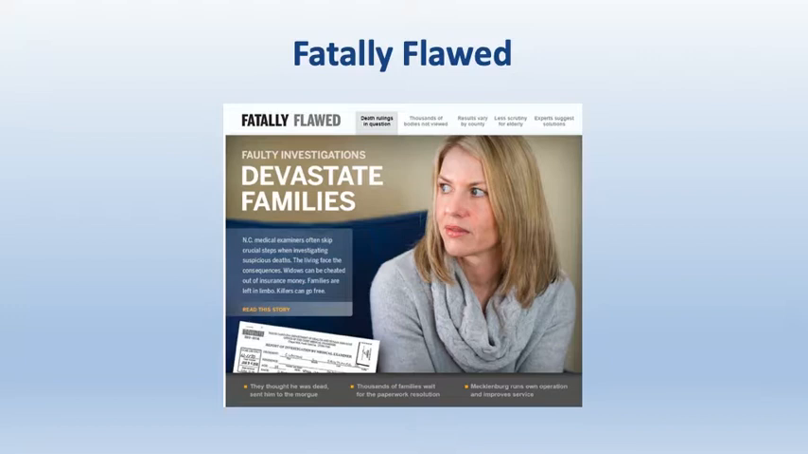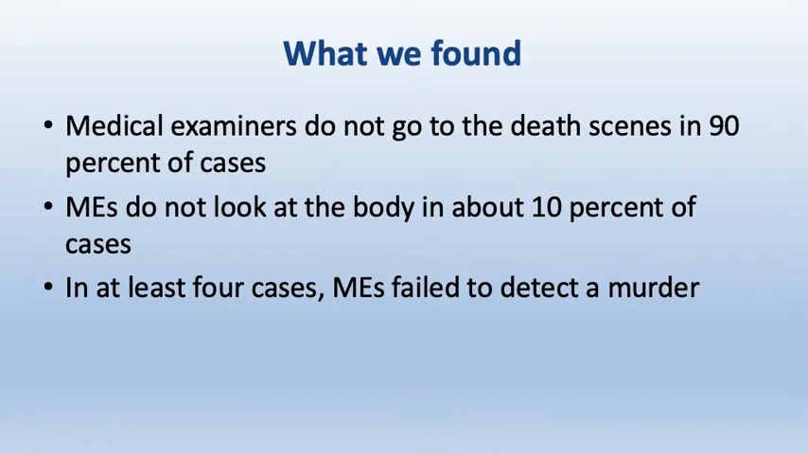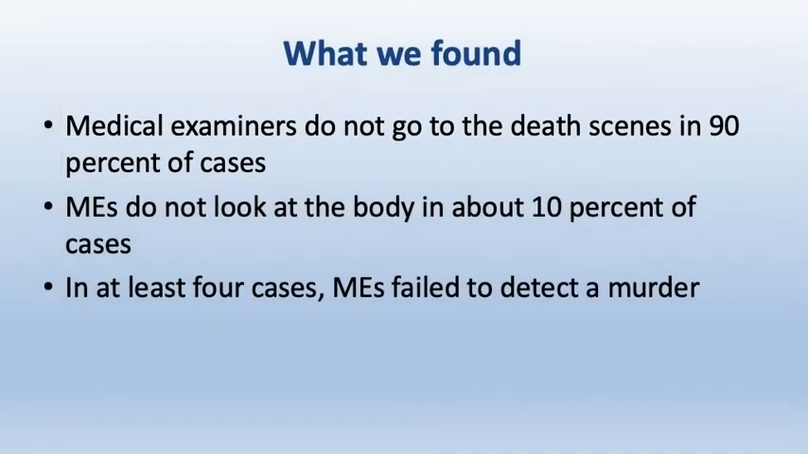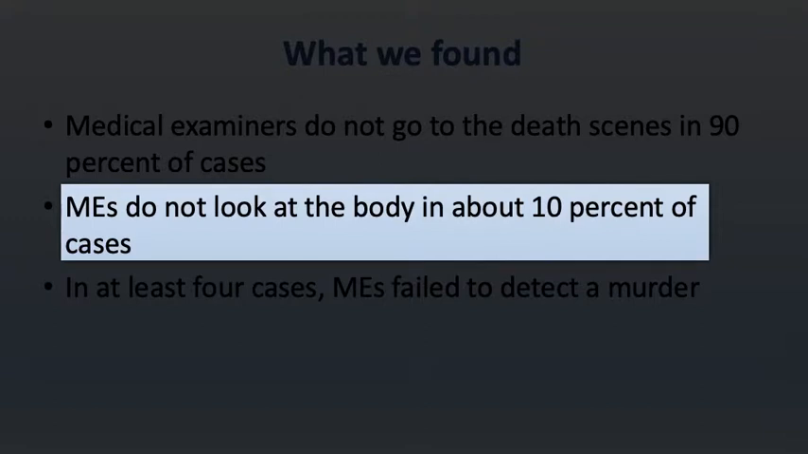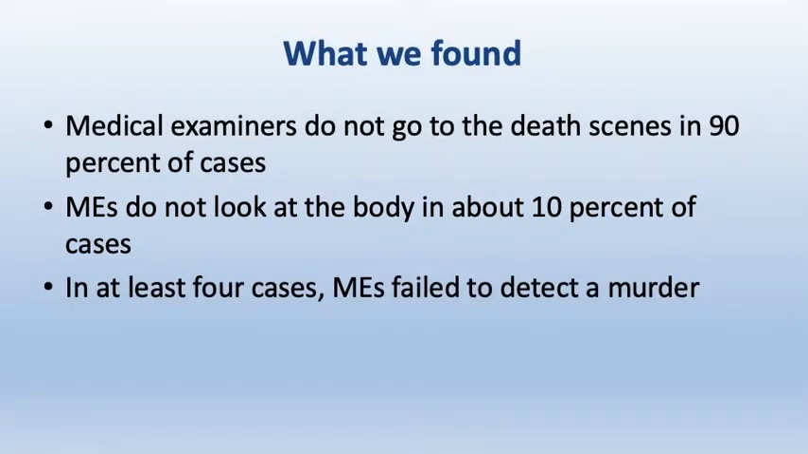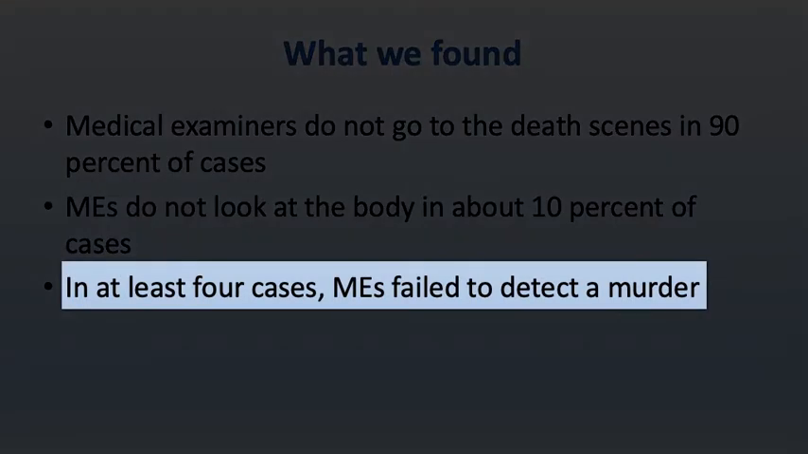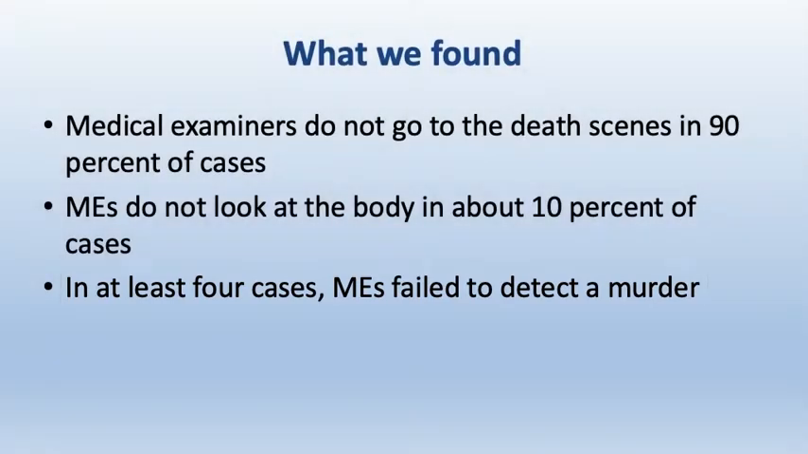So what we did is we requested data from the state medical examiner's office to see how often the state is screwing up. What we found is medical examiners don't go to the death scenes in 90% of their cases. This isn't TV. This isn't CSI, where they go to the crime scene with the tweezers and a black light and find the smallest piece of evidence and put it in a plastic bag. They weren't even going to the scene. In fact, in about 10% of their cases, the medical examiners didn't even look at the body. They just took the police's word for it. And in at least 4 cases, the Observer found that medical examiners failed to detect a murder.